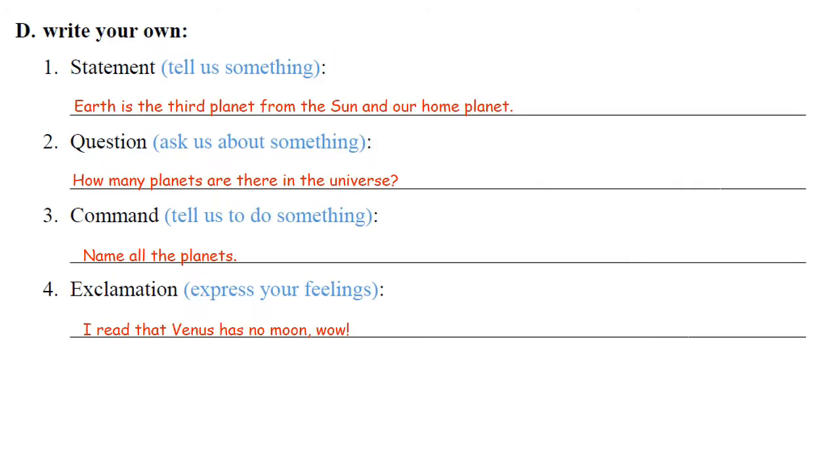Now, write your own. These are only statements, sentences, and your answers may and will vary. These are just for example. Statement, for example: Earth is the third planet from the sun and it's our home planet. A second one, question: how many planets are there in the universe? Number 3, a command: name all the planets. Number 4, an exclamation: I read that Venus has no moon. Wow, what's a piece of information that I have read?